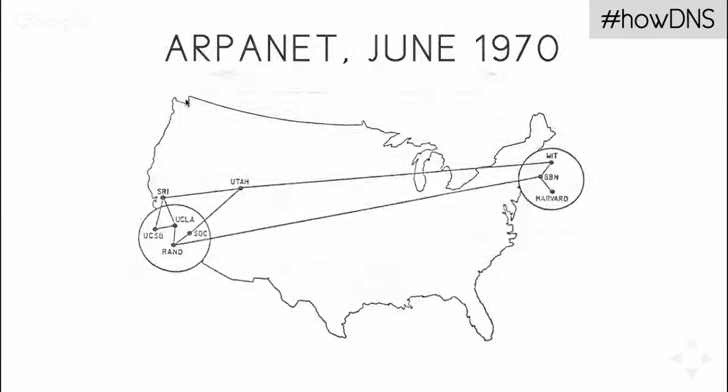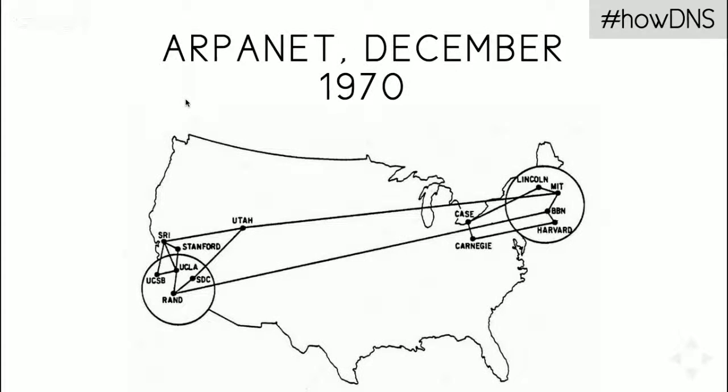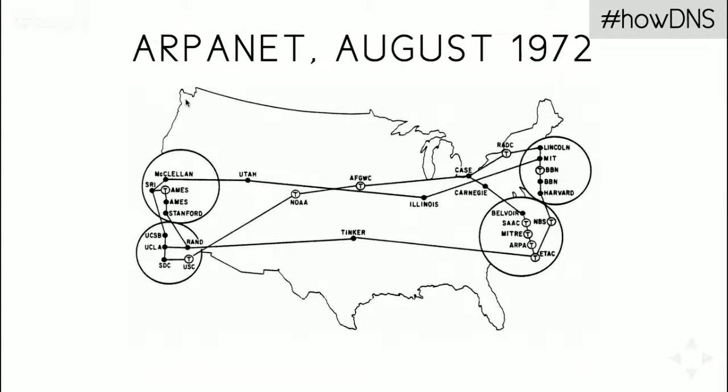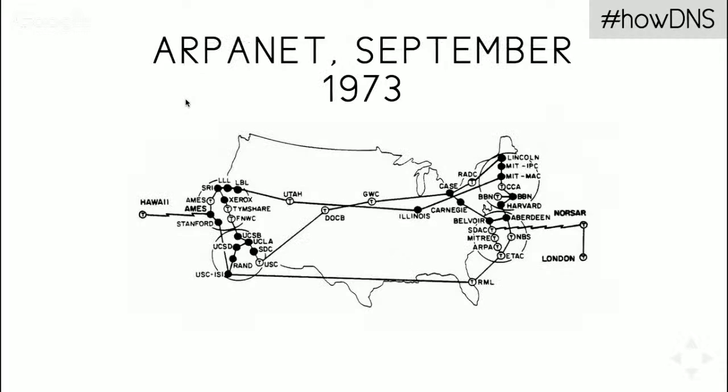But then it progressed. This is June 1970. We're 6 months later. We're now across the country. Next, we have December 1970. Things are getting more complicated. Next, again. And you see, it's getting more and more complicated. We're only about 3 years into this entire experiment. And I think the next slide will be up to 47 nodes.